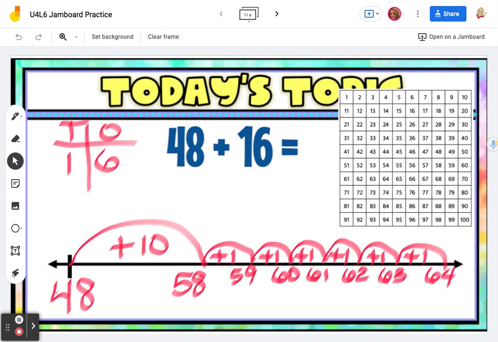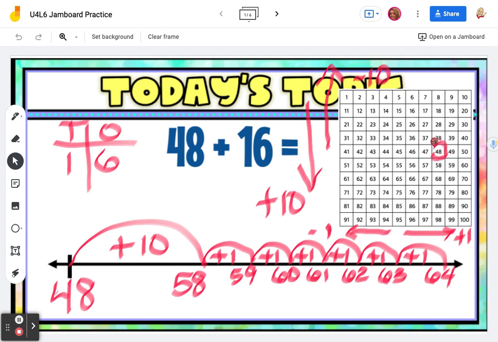Now, let's say you're struggling with adding your 10 or adding your ones. That's where your hundreds chart comes in place. So find your number, 48, and we know when we go down on a hundreds chart, we're adding 10. When we go up on a hundreds chart, we're subtracting 10, right? When we go right on the hundreds chart, we're adding 1. And when we go left on the hundreds chart, we're subtracting 1.